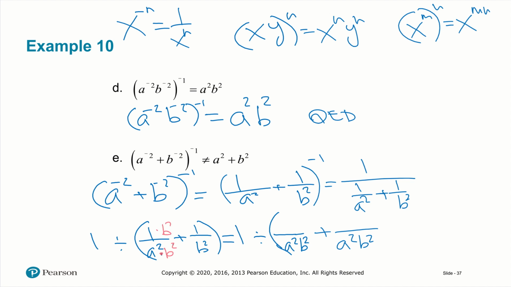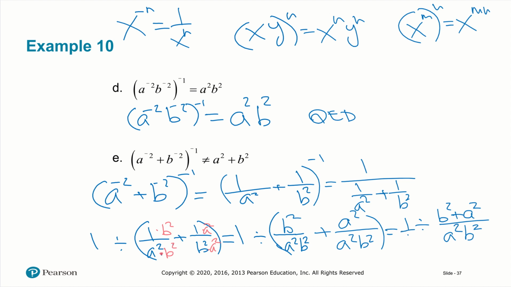So we'll do the same to the one on the top. To make the b squared become a squared plus b squared, we need to multiply by a squared. And of course, we have to do it on the top as well. So we end up with b squared over a squared b squared plus a squared over a squared b squared. So basically we have 1 divided by b squared plus a squared over a squared b squared.